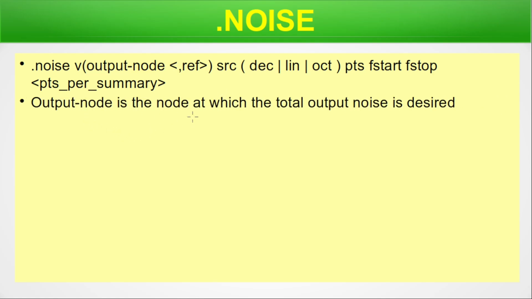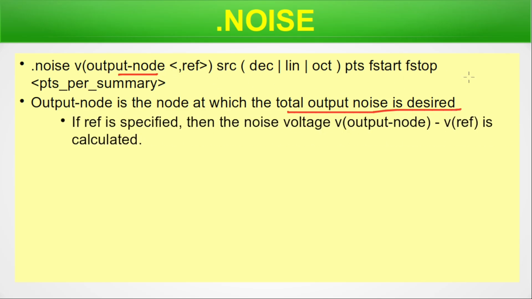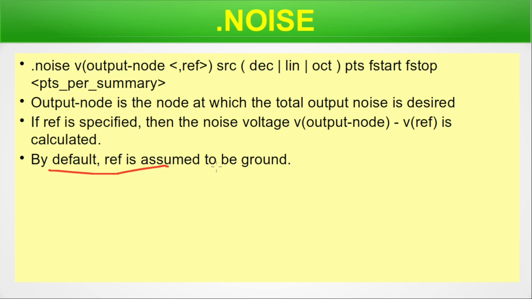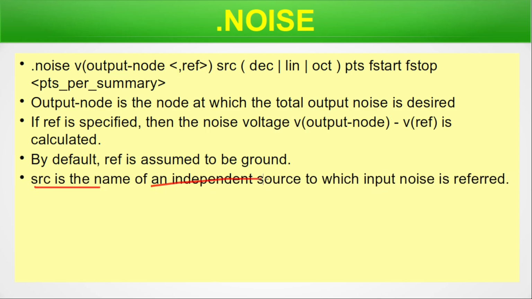Output node is the node at which the total output noise is desired. So this one we are talking about. If ref is specified, then the noise voltage, that is V(output node) minus V(ref), is calculated. So this is the voltage between the output node and the reference voltage that we have given. By default, the ref is assumed to be ground, basically the ground of the circuit. And also we can specify some reference node here. SRC is the name of the independent source to which the input noise is referred. So it is the source of the noise.